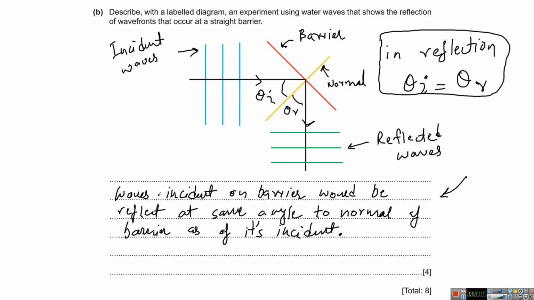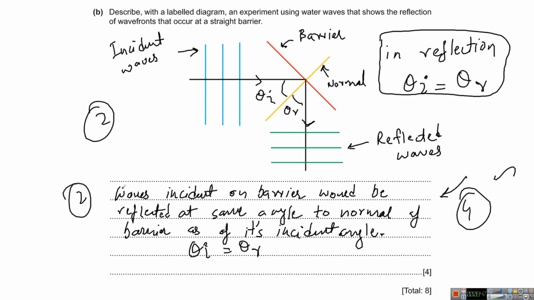You just simply have to write the waves incident on the barrier would be reflected at same angle to the normal, which is this normal line of the barrier, as of its incident angle. Sorry, I missed the word angle over here, right? So once you write this, simply write over here, theta I is equal to theta R, just to reinforce this rule, right? And once you do that, you will get 4 marks as a whole, right? Probably 2 marks for the diagram and 2 marks for the description. So keep that in mind, the marking scheme.